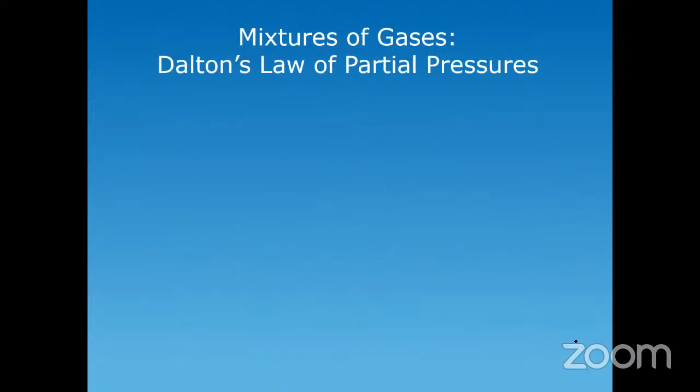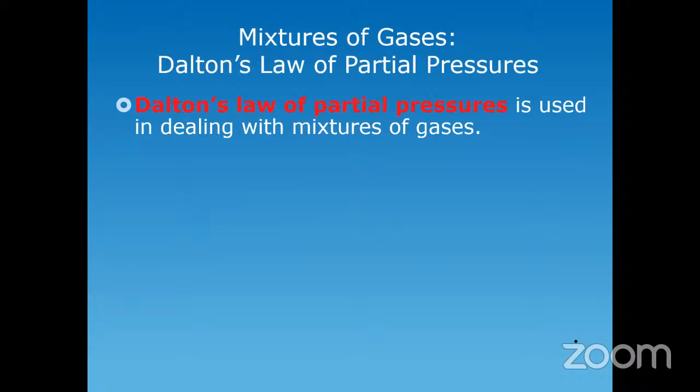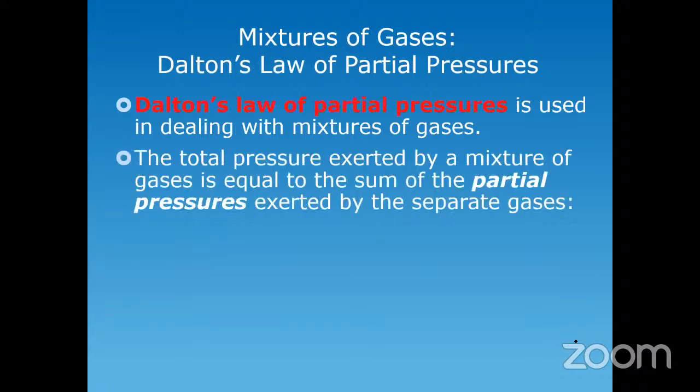So far, basically all the problems that we have been looking at dealt with gases by themselves, not mixed with other gases. So now we're going to look at another law called Dalton's law of partial pressures. This law is applicable to mixtures, and it's a very simple law. It says that the total pressure of a gaseous mixture is equal to the sum of the partial pressures exerted by the separate gases in the mixture. This term partial pressure refers to the pressure that the gas would exert if it were by itself in the container.